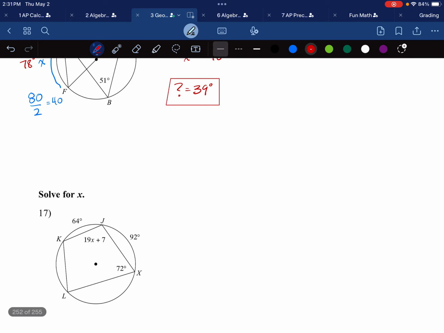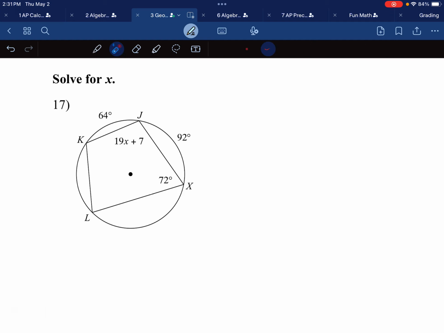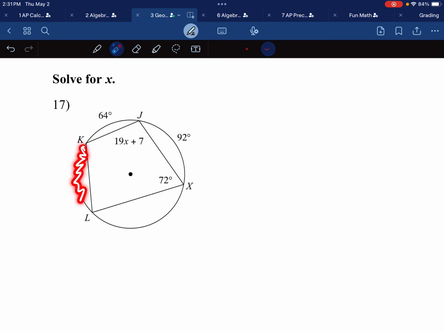Nice. Let's move on to number 17. Solve for x. Okay, so it's another inscribed angle problem. On this inscribed angle problem, the only place where I have an x is right here. So I have to somehow figure out this angle, which is an inscribed angle because the point here is on the edge of the circle. So this inscribed angle is really talking about this entire length up here. So if I can find this arc measure up here, I'm kind of done.